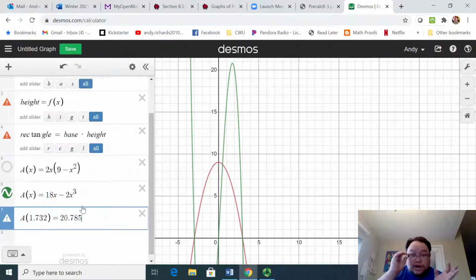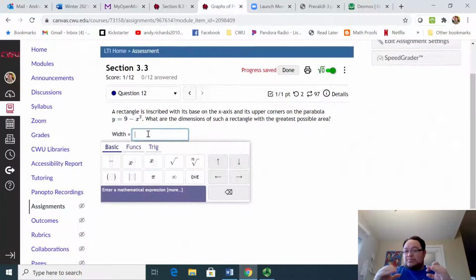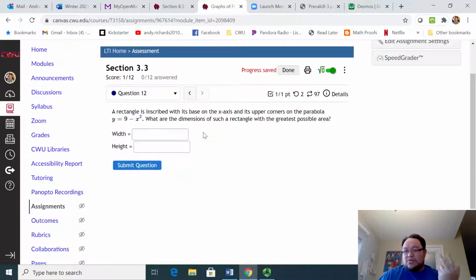Now, hopefully you're not rushing off and thinking, oh, well, that's it, right? That's like the first answer and the second answer. That's, I think, the next confusing part about this. Because what the question's asking us is, what is the width of the box? What is the entire width? And what is the height of it?